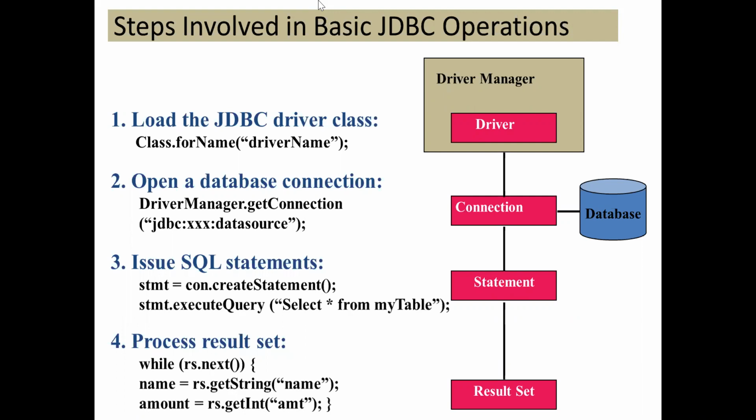The third step is, when the connection is over, we have to create the statement. This statement is used for the issue of a SQL statement. So how will it be written? stmt is nothing but a statement equal to con, where con is nothing but the connection, dot createStatement, ended with a semicolon.